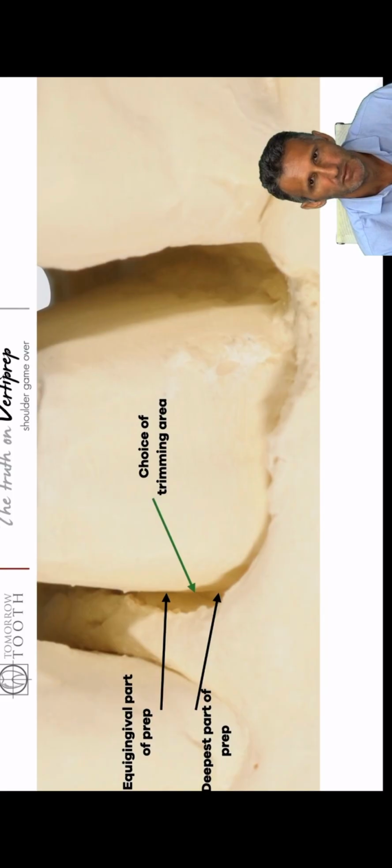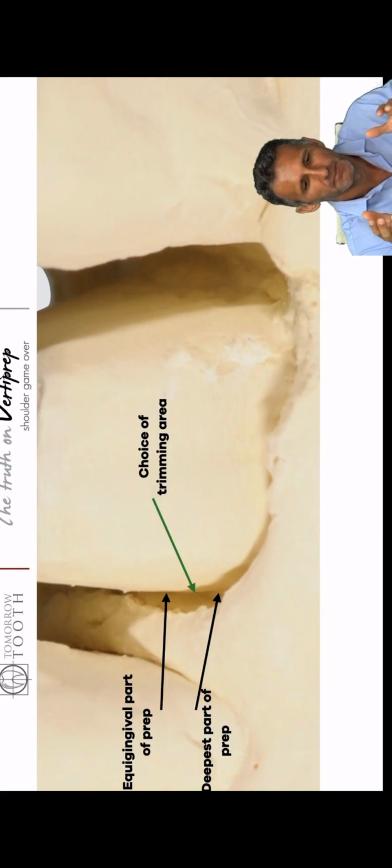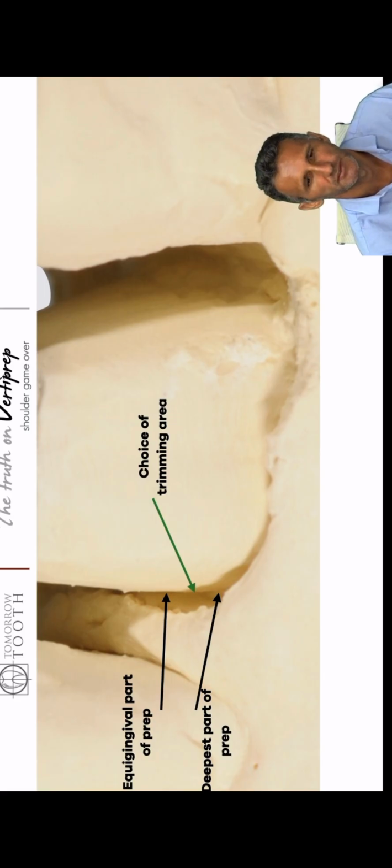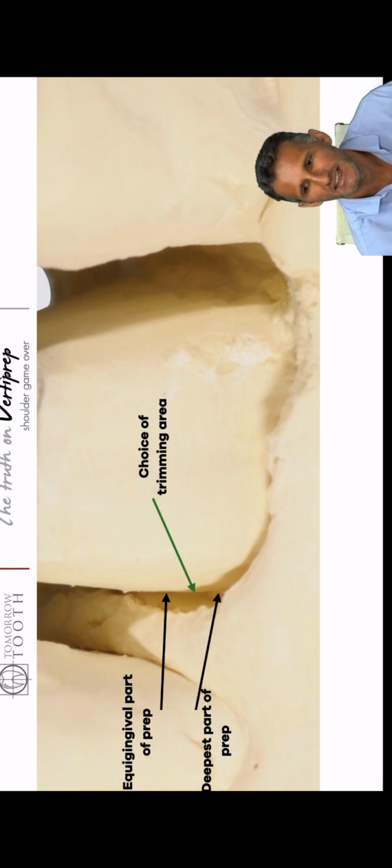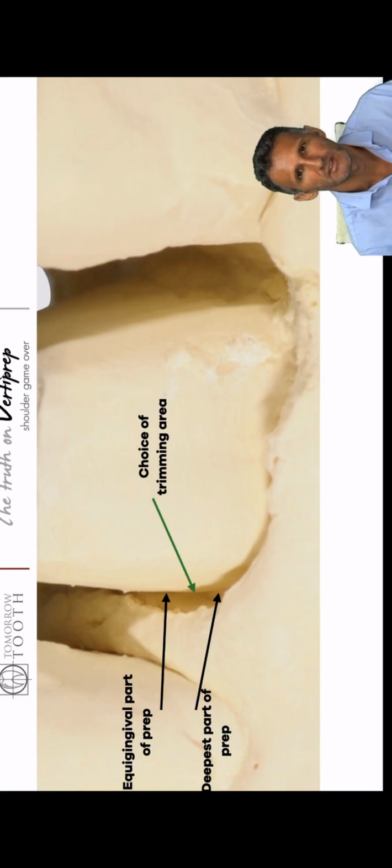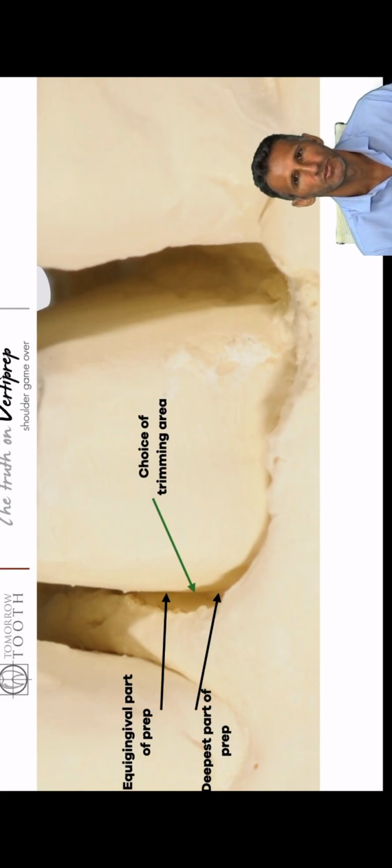But the other big problem is that we give to our technician a very deep impression of the sulcus. And the technician has a lot of space, a lot of vertical wall between the equigingival part and the bottom of the impression. He has sometimes something like 2 or 3 millimeters of wall. And it's very hard on 3 millimeters to understand where exactly to put your crown.